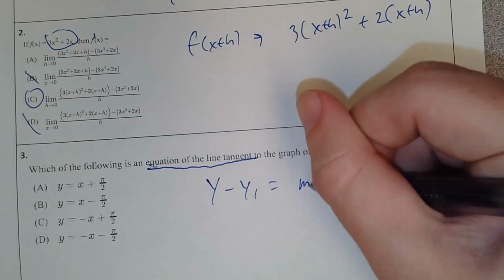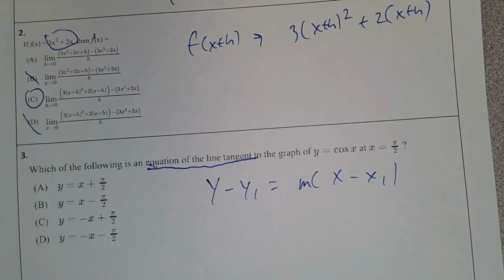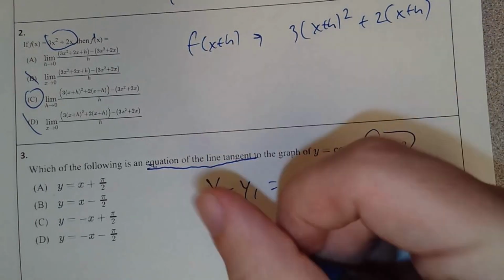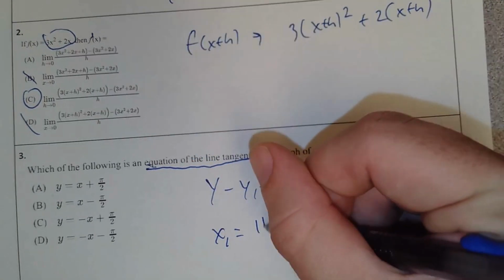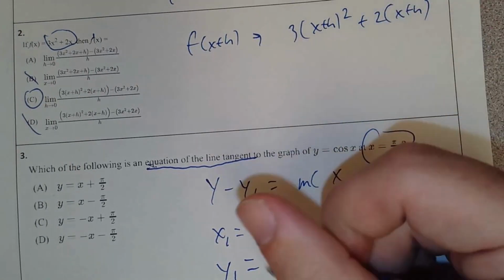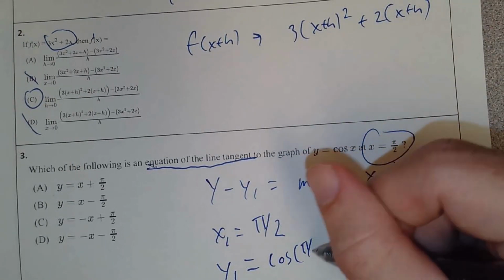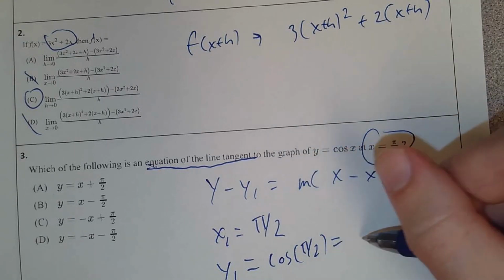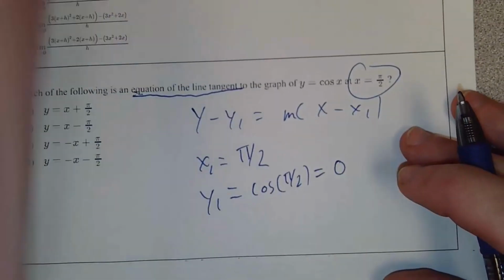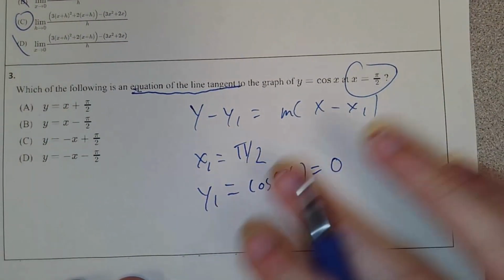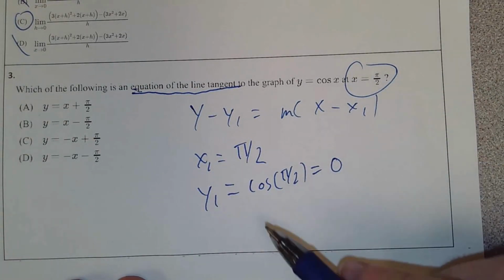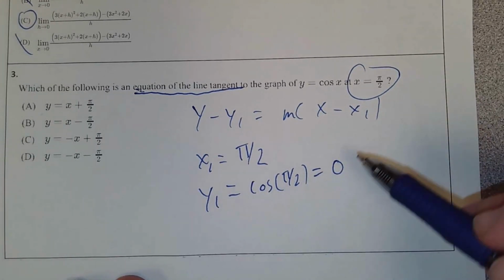y minus y1 equals m times (x minus x1). Okay? y1, I don't know yet. x1, I know. x1 is pi over 2. Okay, y1 equals cosine of pi over 2. Cosine pi over 2 is 0. I will give you on the test a little chart of the key sine and cosine values. So you don't necessarily need to memorize that, but you should know that cosine pi over 2 is 0. Like, you should know that.